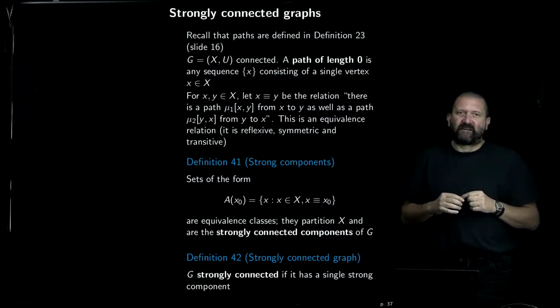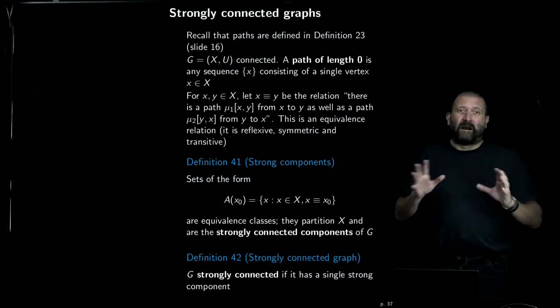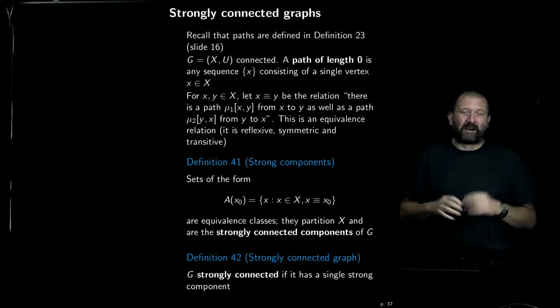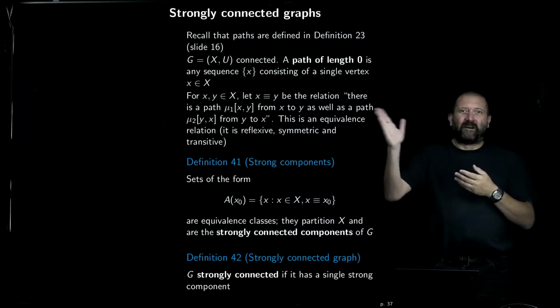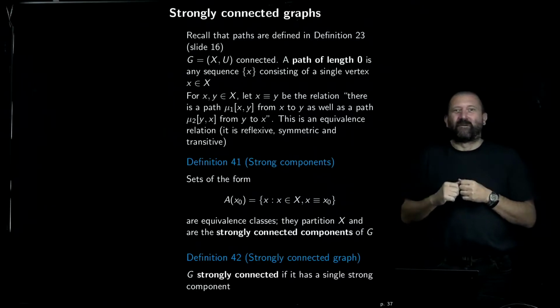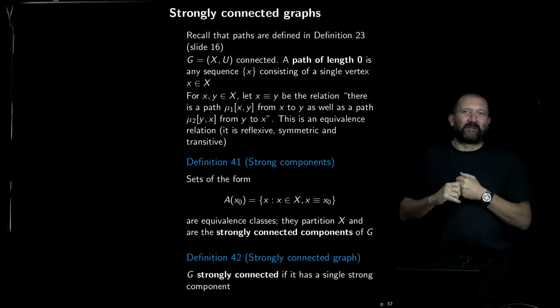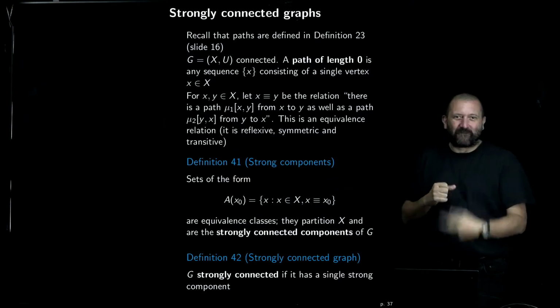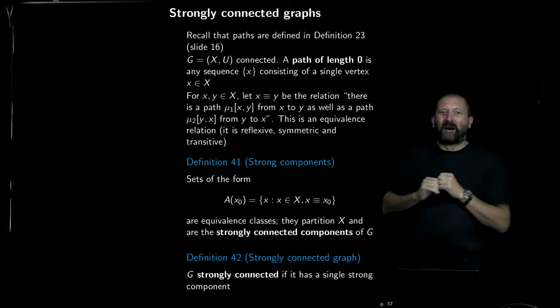So I'll remind you that we already saw the definition of a path, and that goes back a few slides. As much as possible, I will try to link back and forth between the results. So that was definition 23 on the 16th slide. We're at 37 right now.